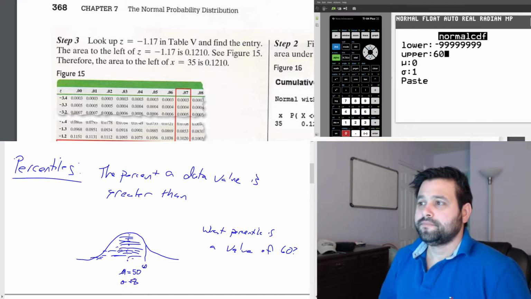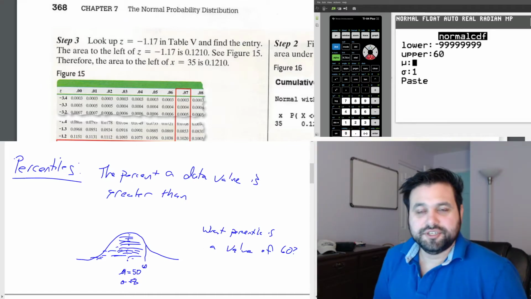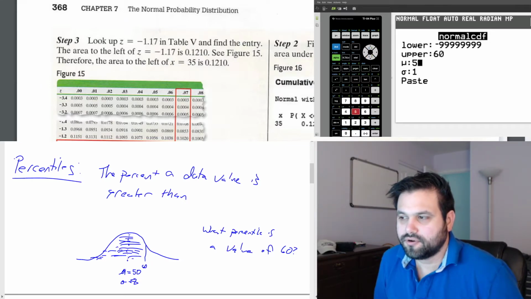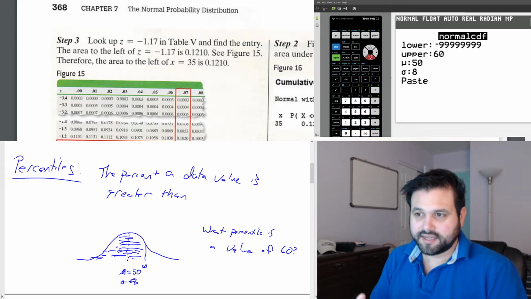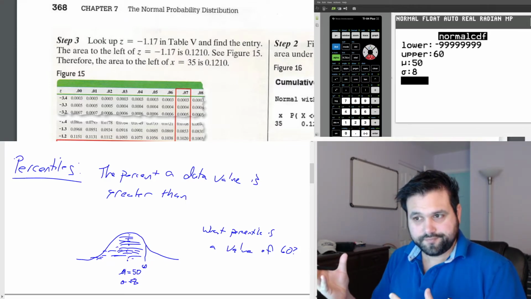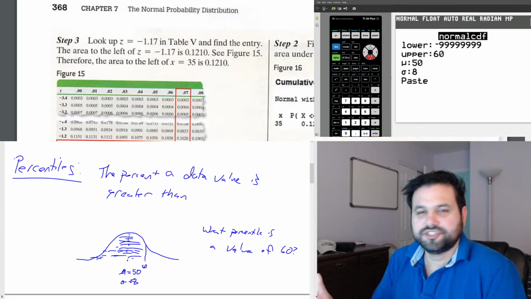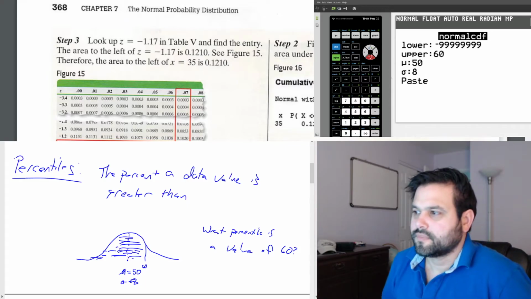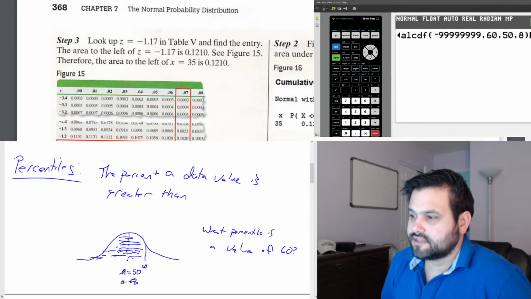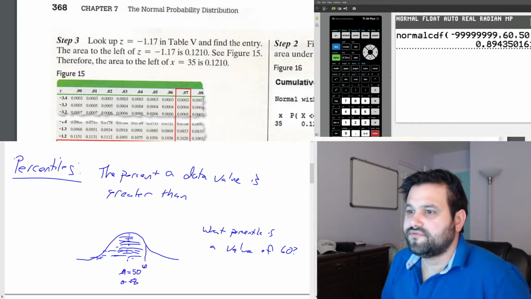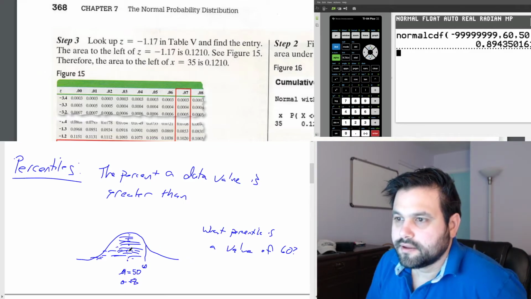Okay, now we don't have to really use z-scores here because on the calculator we can put in our own parameters, our own mean of 50 and our own standard deviation of 8. So some of the book has to do with converting to z-scores, but we already did that work, so let's just go ahead and use the parameters we're given. So now if I calculate this, it's going to give me the area. So approximately 89.4, right? So percent.